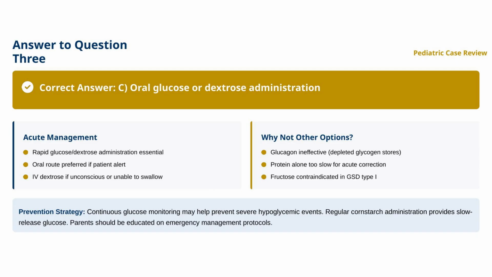Continuous glucose monitoring may help prevent severe hypoglycemic events, and regular cornstarch administration provides slow-release glucose to maintain normoglycemia.